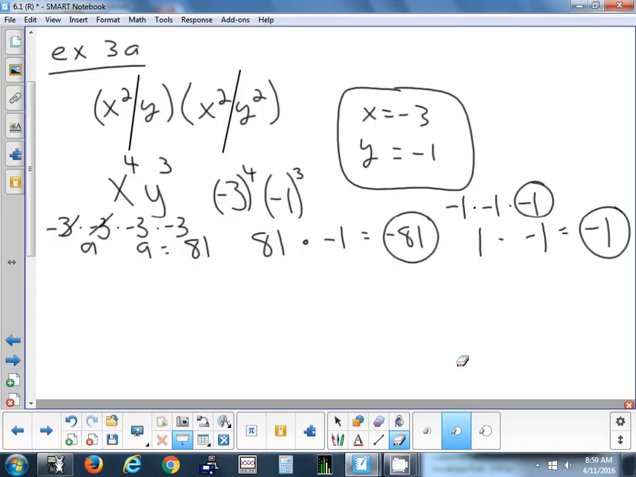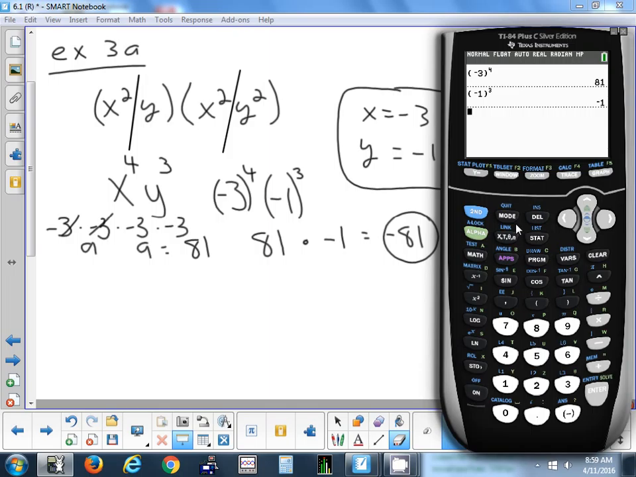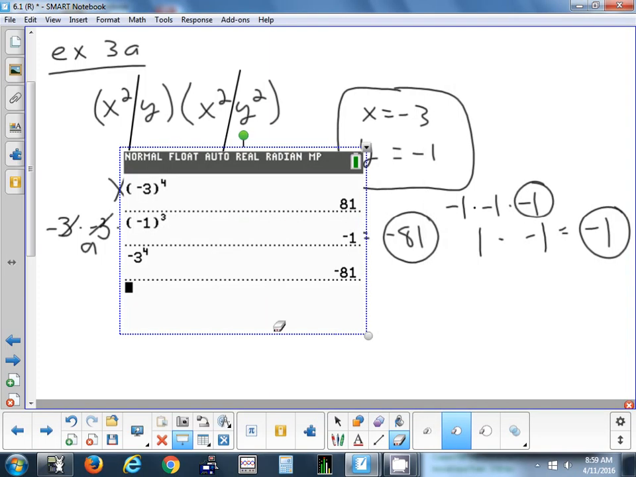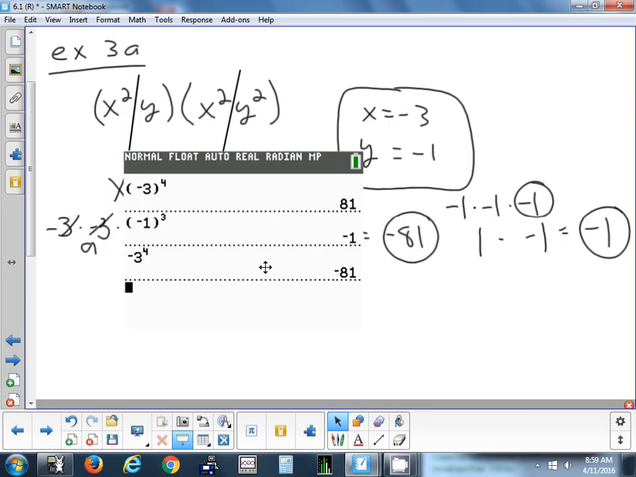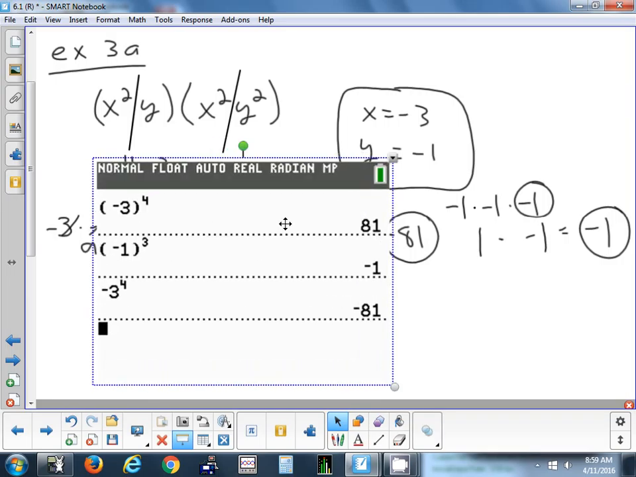Okay. Now, Mr. Hager is going to show you on the calculator. When I was writing these down, Mr. Hager gave me the hint to make sure I put parentheses. When you punch a negative base in with an exponent, you need to put it in parentheses. See how Mr. Hager did it up here? He put parentheses around the -3, and around the -1. You need to do that, or you won't get the right answer. And Mr. Hager just put in -3 to the 4th, but he put no parentheses around it. He got the wrong answer.